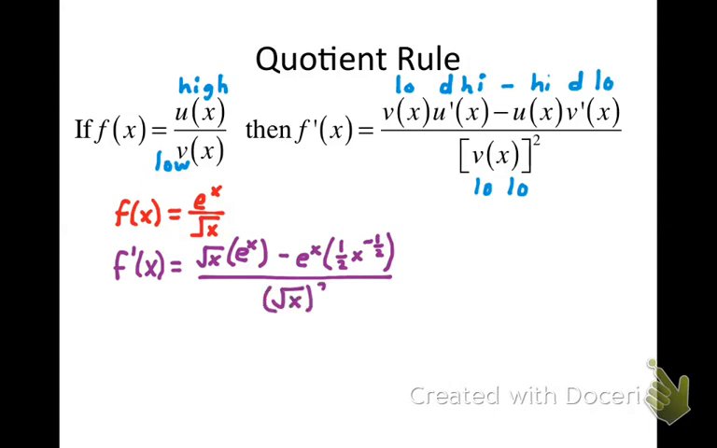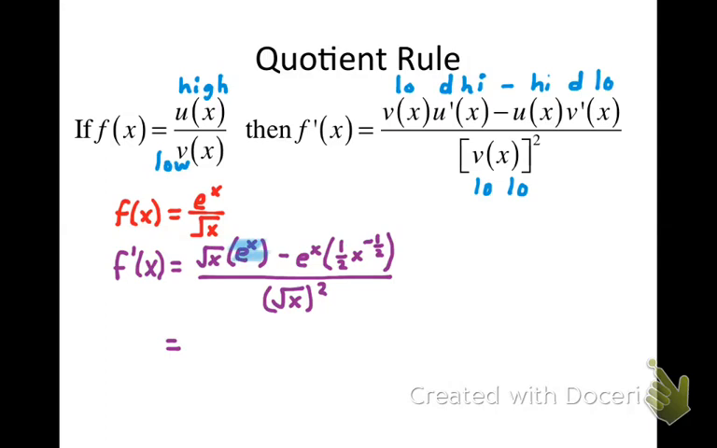There's my low low. All right, now all we've got to do is try to write this in a more friendly looking manner if it's possible to. It's not always possible to. And like I talked about with the product rule, often what happens with the quotient rule is in the numerator, only in the numerator, you end up with the different terms having a common factor.